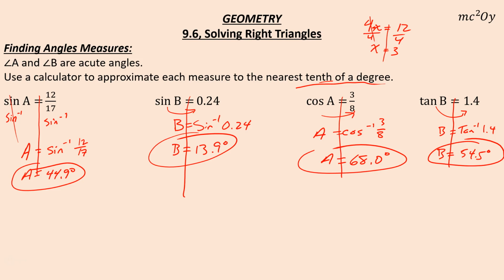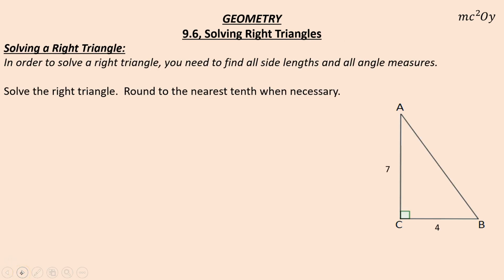So you're finding angle measures. The inverses are used to find angles. Sine, cosine, and tangent are used to find sides. So the inverses find the angles, the normal ones find the sides.